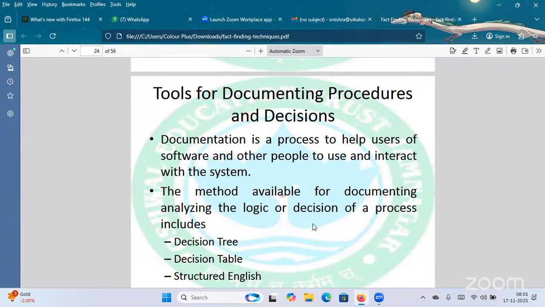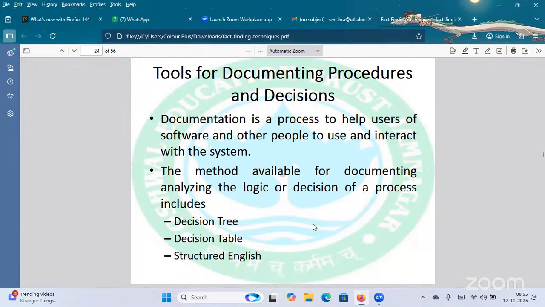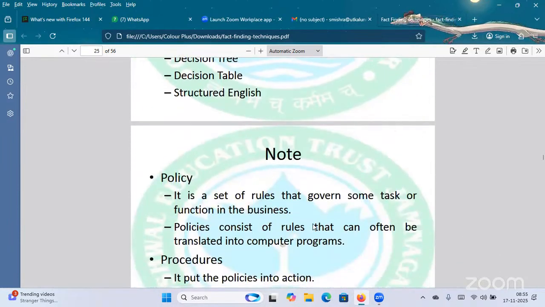So tools for documenting procedures and decisions. Documentation is a process to help the users of software and other people to use and interact with the system. So the methods available for documenting, analyzing the logic or decision of a process. So these are the tools used for documenting the analysis. Clear? That is decision tree, decision table, and structured English pseudocode. That is structured English pseudocode.